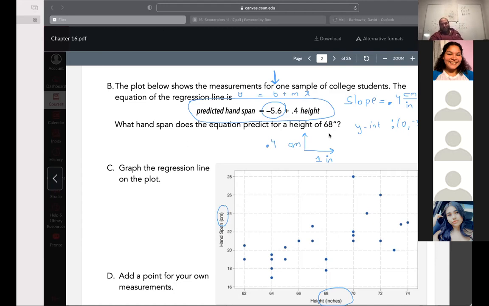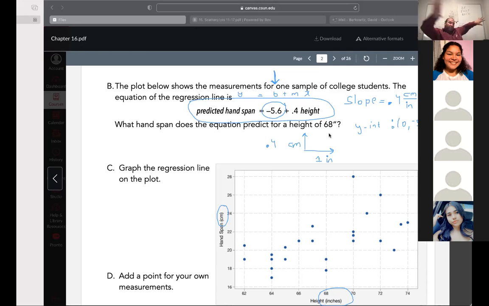Anyways, so the data that we have in front of us extends from 62 inches of height to 74 inches of height. We don't have any data past 62 to the left or past 74 to the right. Because of that, we don't know that the trend that exists between those values continues beyond those values. That's called extrapolation. Extrapolation is when we try to infer something about values outside of a data range.